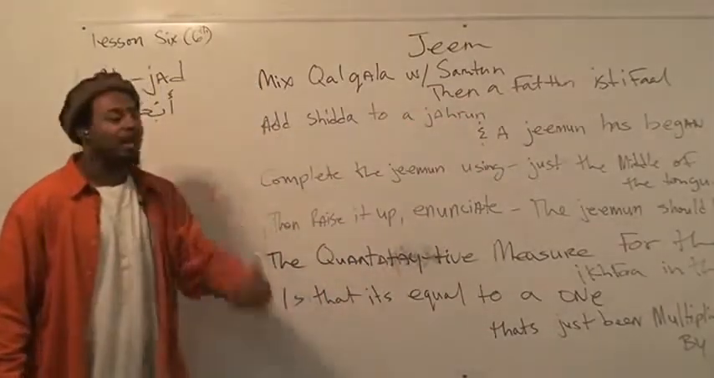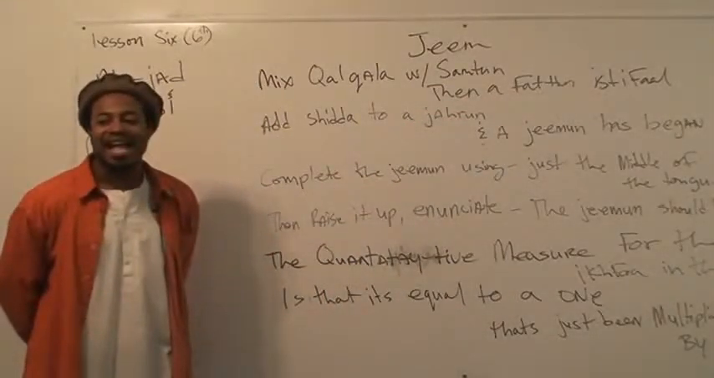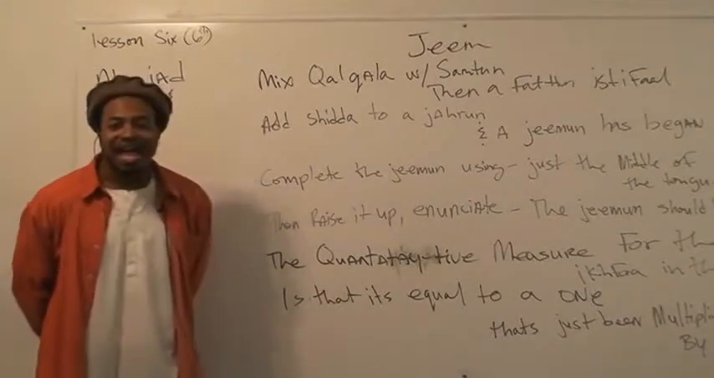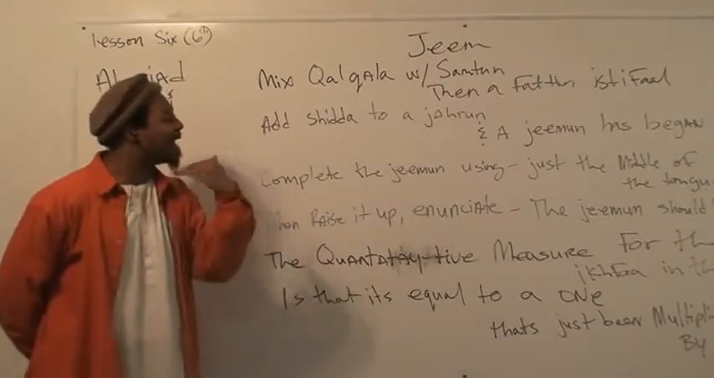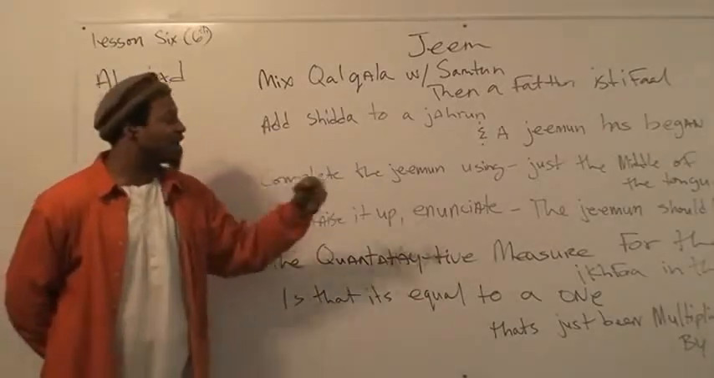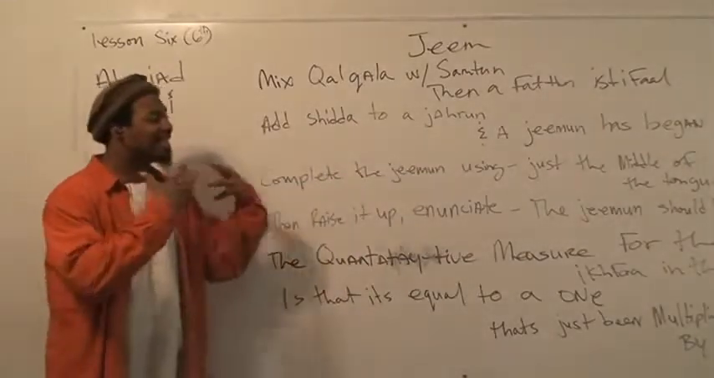Your tongue has to be flat. Everybody say ja. You see your tongue is flat? Ja. When you open your mouth, your tongue should be at the bottom. Shidda, you have to say it with strength. And jahrun, you have to verbalize it loud.